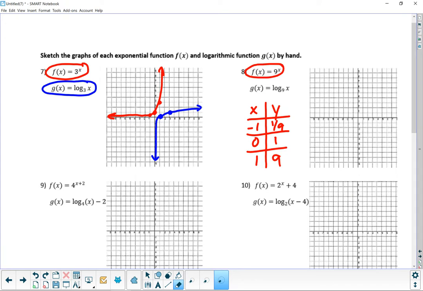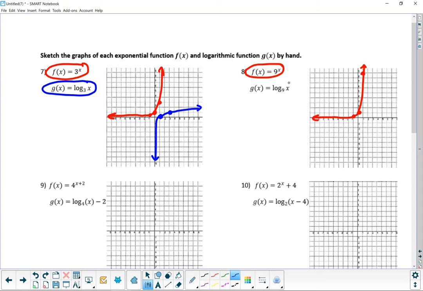All right, so that's our table of values for the exponential function, and it looks something like this if you graph it. Right there, (0, 1), (1, 9) right here, and (-1, 1/9), which is almost on the x-axis. And if we were to graph that, it would look something like this. Okay, so that's our graph of the exponential function 9 to the x power.